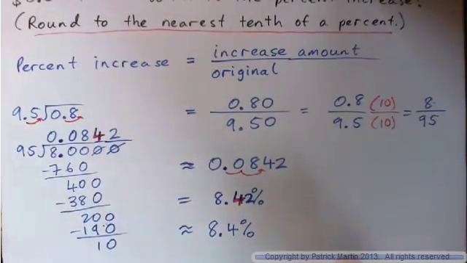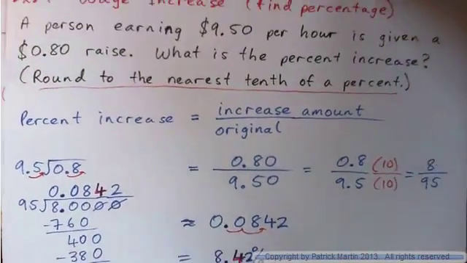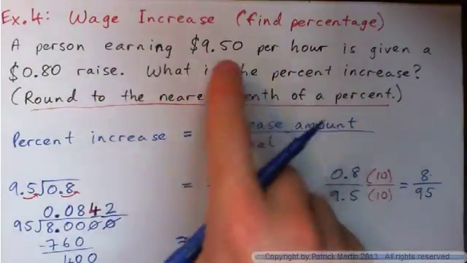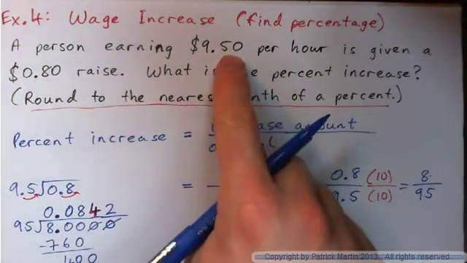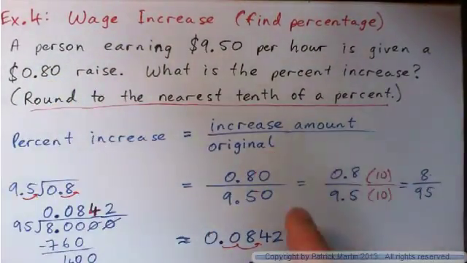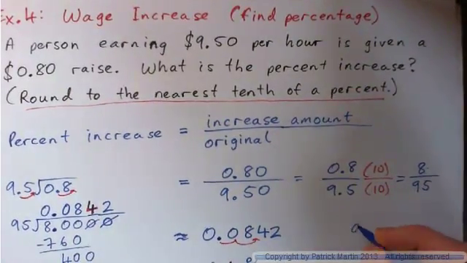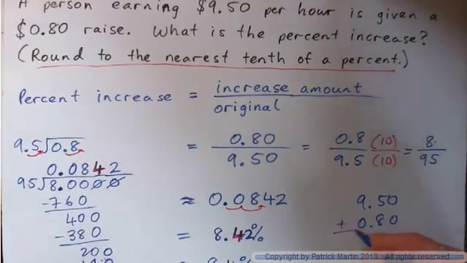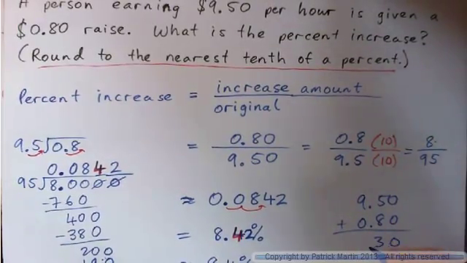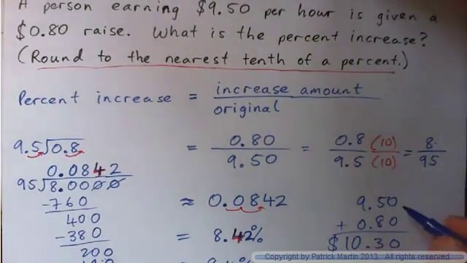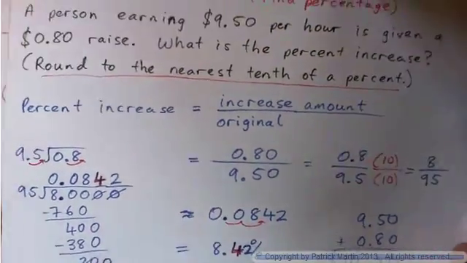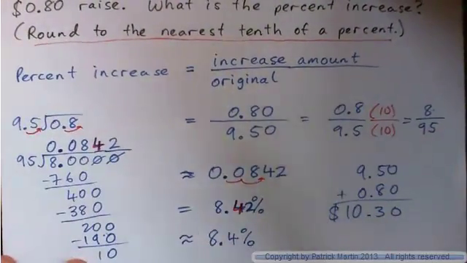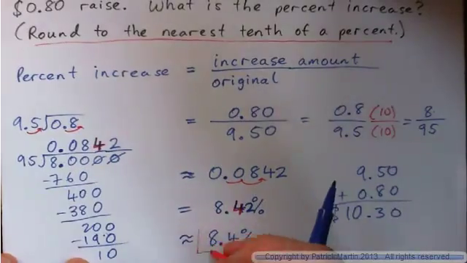So the percent increase is approximately 8.4%, and that is the increase in the wage, $9.50 per hour to, of course, the new wage was $10.30 per hour. So from $9.50 to $10.30, the increased amount is 80 cents, and the percent increase is 8.4%, right?